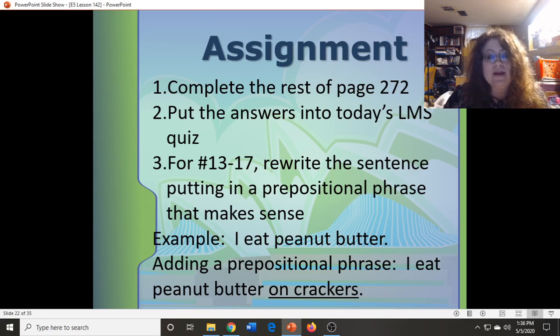The directions say, put in a prepositional phrase that makes sense. So, for number 13, just to give you an example, I eat peanut butter. Your direction is, rewrite that sentence with a prepositional phrase. So, that's what I did. I eat peanut butter on crackers. So on crackers is my prepositional phrase that I added to the sentence. So in the LMS, you will give me that sentence with a prepositional phrase. Remember, it can come at the beginning, in the middle, or at the end. It doesn't matter, as long as you put in an actual prepositional phrase.